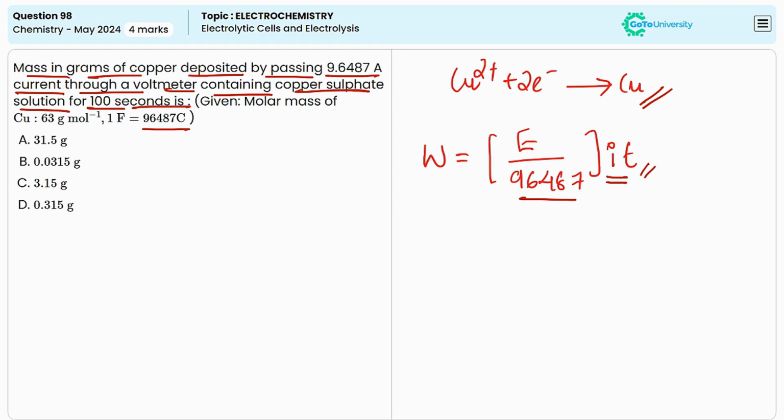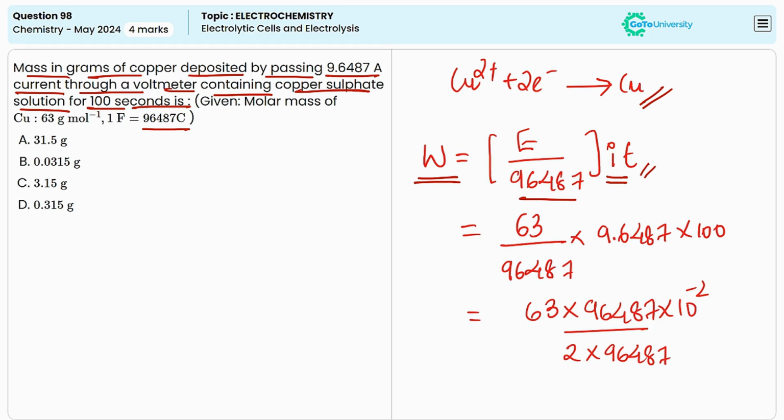Now we can substitute the values in this equation to find W, that is the mass of copper deposited at the electrode. So we will get 63 divided by 96487 multiplied by 9.6487 into 100, and the final answer will be 31.5 into 10 raised to minus 2, that is 0.315 gram. So from these options, option D is the correct one.